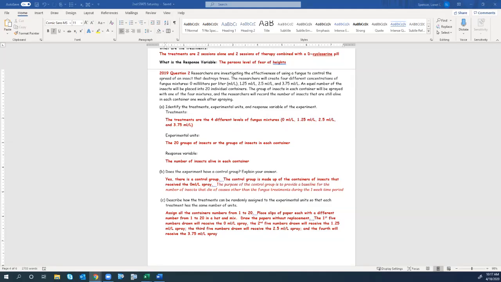And finally, describe how the treatments can be randomly assigned to the experimental units so that each treatment has the same number of units. Well, this is going to be similar to what we've already done. Assign all the containers numbers from 1 to 20. Place slips of paper, each with a different number from 1 to 20, in a hat and mix. Draw the papers without replacement. The first 5 numbers drawn will receive the 0 milliliters, the second 5 drawn will receive the 1.25, the third 5 drawn will receive the 2.5, and the fourth will receive the 3.75.